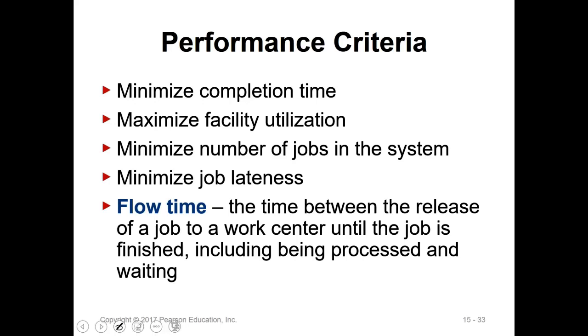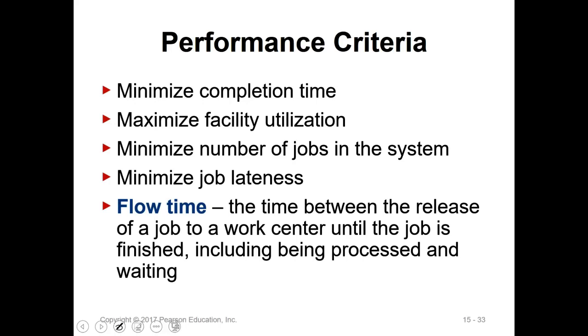The third one is minimize the number of jobs in the system. What does that mean? Only one job can be processed at one time. And if there are so many jobs all pushed into this system, then only one is being processed and the rest are waiting. Waiting is a waste of time as well. So you want to reduce the waiting time. That's why we minimize the number of jobs in the system.